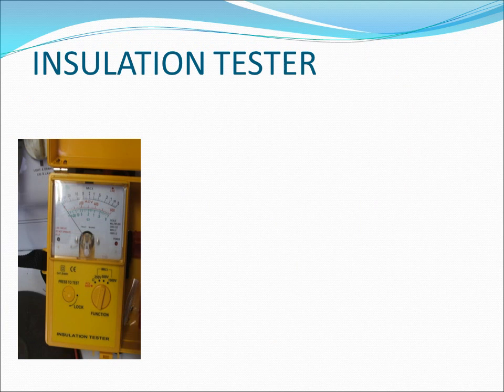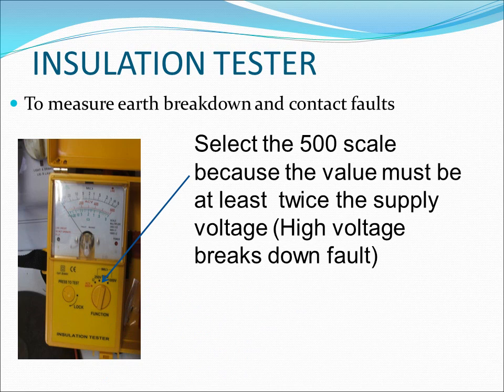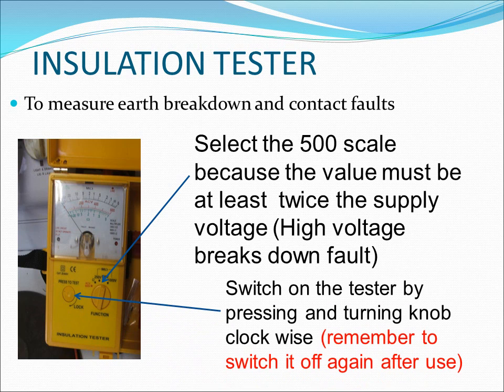Insulation tester, the purpose of which is to measure earth breakdown and contact faults. Select the 500 scale for 220 volts because the value must be at least twice the supply voltage. The high voltage breaks down the fault. You switch on the tester by pressing and turning the knob clockwise. Remember to switch it off again after use.